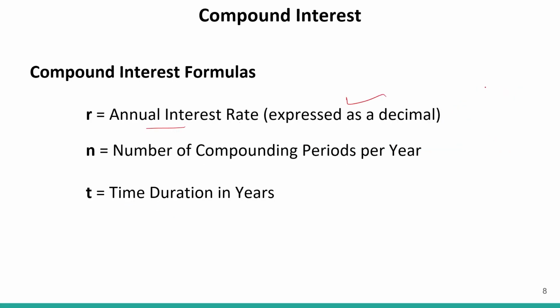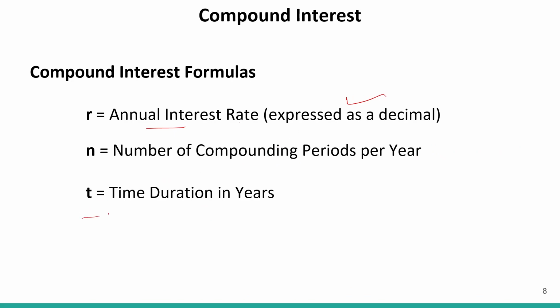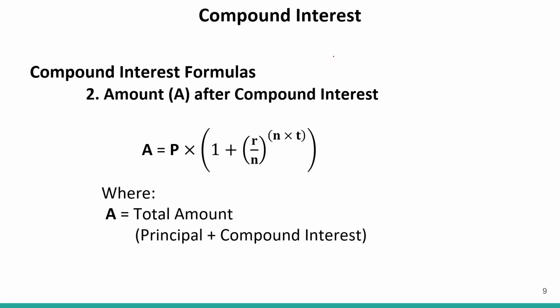But if it is given in decimal, then this one will be the correct one. T is the time duration in years, and n is the number of compounding periods per year. In general, it is taken as 1 because we evaluate it after years, but sometimes it is semi-annually and sometimes quarterly. Quarterly means every 3 months, and semi-annually means every 6 months.